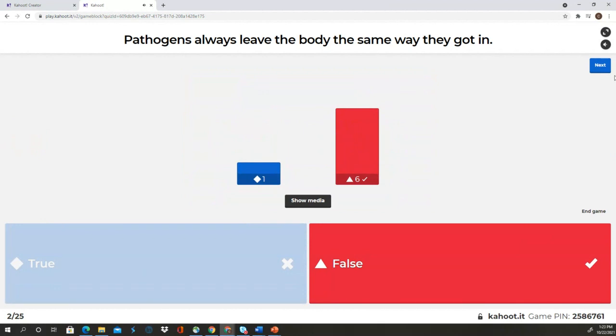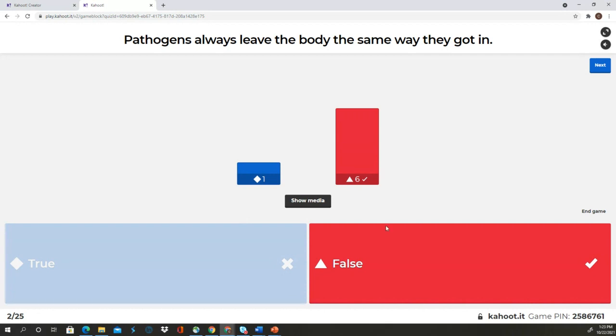I wrote this one a certain way, and I'm kind of curious how y'all interpreted it. So, pathogens always leave the body the same way they got in. The reason it's false is because I was referring to body parts. If I eat contaminated food, it gets in through my mouth, but it comes out somewhere different. So that's why it's false. But normally, most pathogens enter and exit through the same body system. When I eat food, that's my digestive system, and exiting is part of the digestive process.